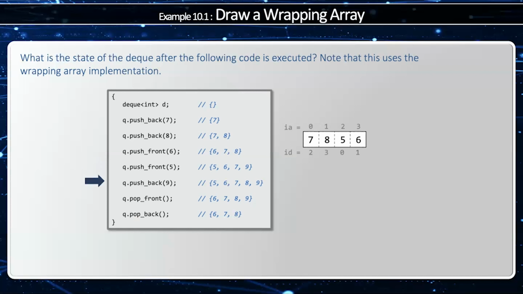If I push back 9, I'm going to have to reallocate the array. In doing so, I'm going to unwrap the array. So Deque index 0 will now be array index 0, and then I'm going to push back 9. Now, if I pop front, then I'm going to remove 5. Notice how my Deque index is 0. And when I pop back, I'm going to remove 9. And this is the final state of my array.